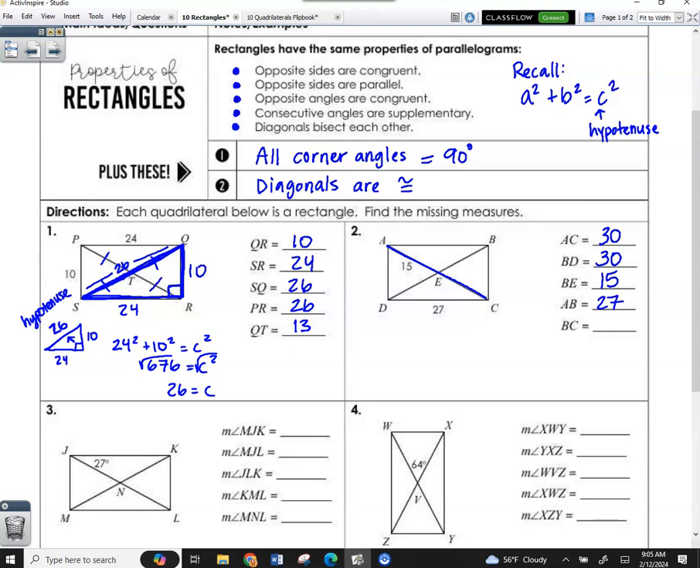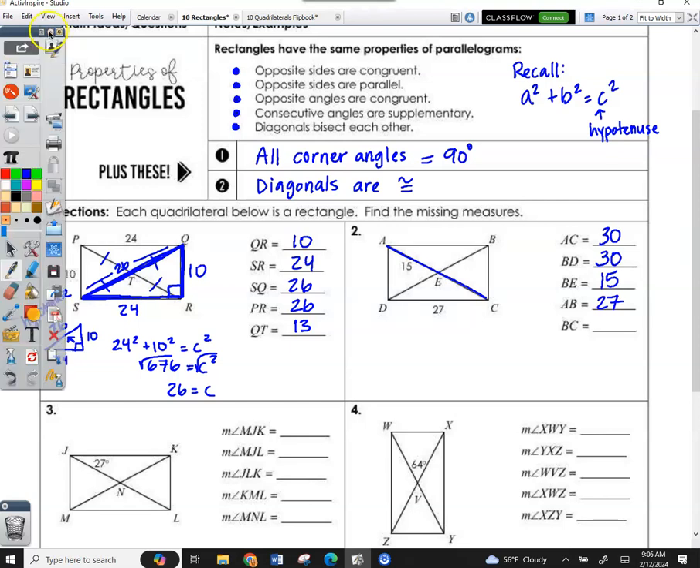Now, BC. Alright, BC is here. This is what I don't know. I just labeled AC to be 30. We said BD is 30. We said BE is 15. We said AB is 27. We know this is 15. And now I'm looking for this over here. How am I going to get it?